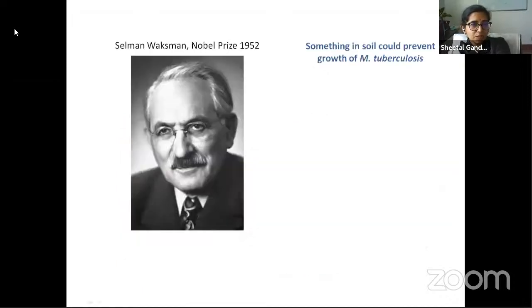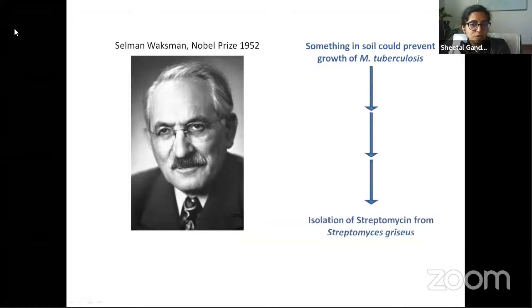And here is Selman Waksman. He got the Nobel Prize in 1952, and he had a very interesting approach. He found that something in soil could prevent growth of Mycobacterium tuberculosis. So from this something in soil, by a process of isolation, extraction of active ingredients from different soil samples, he was able to isolate streptomycin from the soil organism Streptomyces griseus.